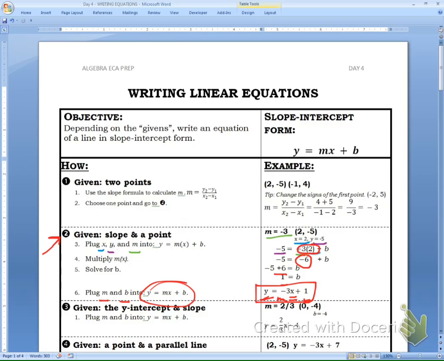So this is probably 4 steps really. Step 1, plug x, y, and m. Step 2, multiply m and x. That's all part of solving for b. I just broke it up because you're always going to have to do that step. Step 3, solve for b. And then step 4, plug your m and your b into the equation. So let's try it.